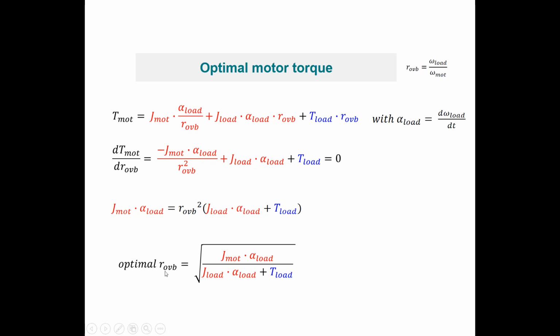You see that the optimum ROVB, when taking a load torque into account, that optimal ROVB is equal to the square root of J motor times alpha load divided by J load times alpha load plus T load. Again, when T load is 0, then this part is 0 in the expression, and then this leaves us with this expression over here in which we can get rid of alpha load, which brings us to the optimal ROVB, which meets the inertial match definition, which was square root of J motor over J load.